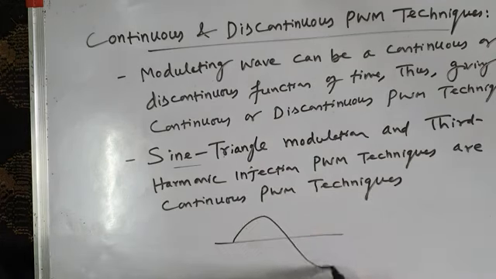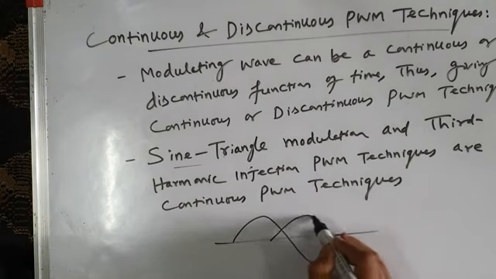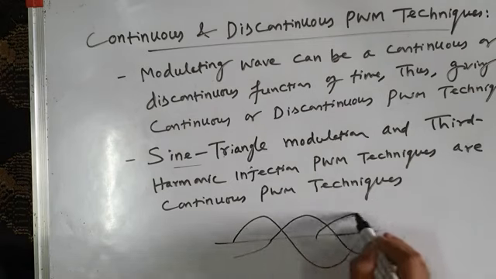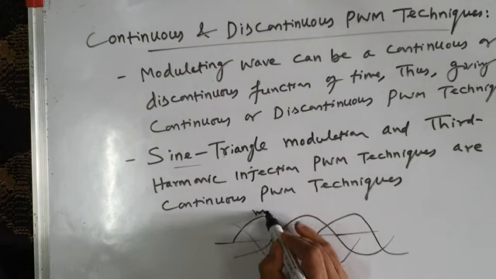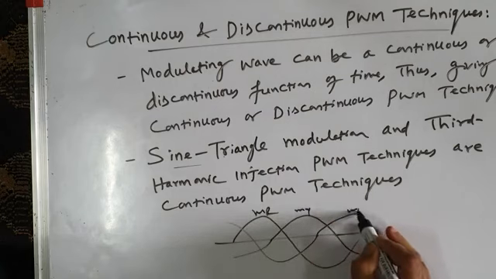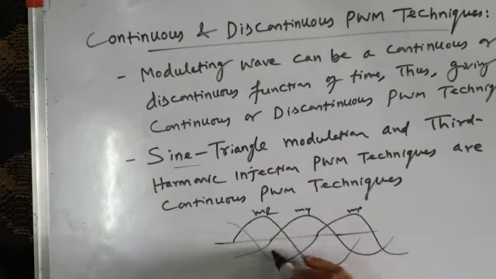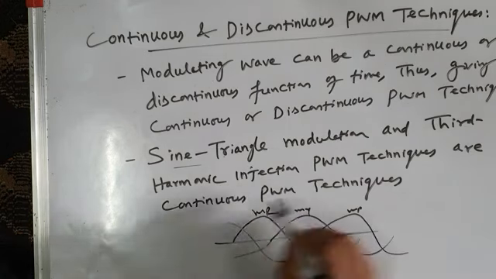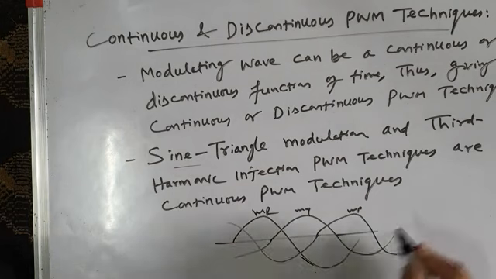These are the modulating waves in case of sine triangle modulation, MR, MY and MB. They are continuous functions of time. You can see continuous function of time, continuous function of time. So therefore sine triangle modulation is a continuous PWM technique.